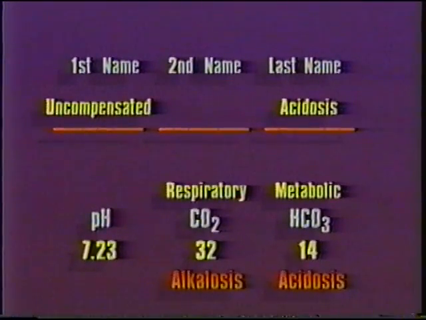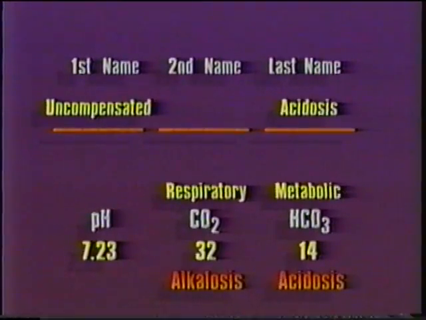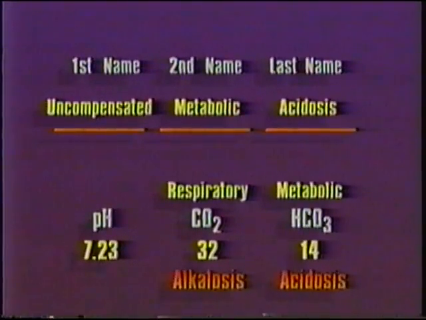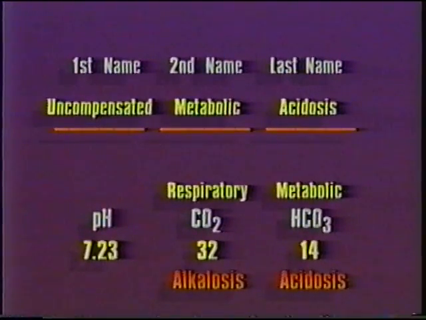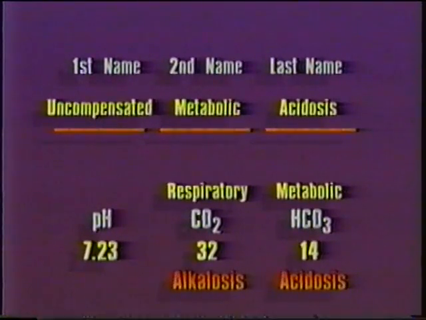Refer to the baby's last name. What was it? It was acidosis. The father of the baby will have the same last name as the baby. Where do you find acidosis? Under CO2 or HCO3? Right, under HCO3, which is metabolic. So write in metabolic for the baby's middle name. His name is uncompensated metabolic acidosis. Remember, CO2 represents respiratory and HCO3 represents metabolic.